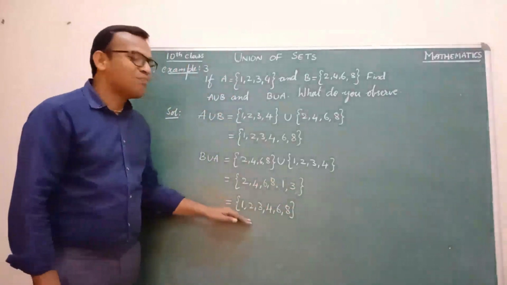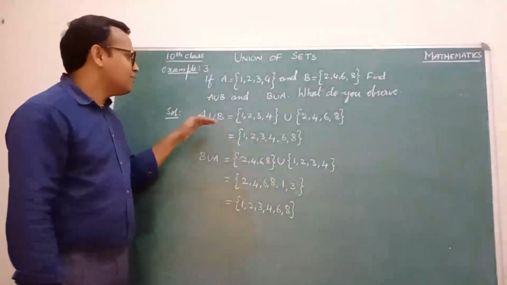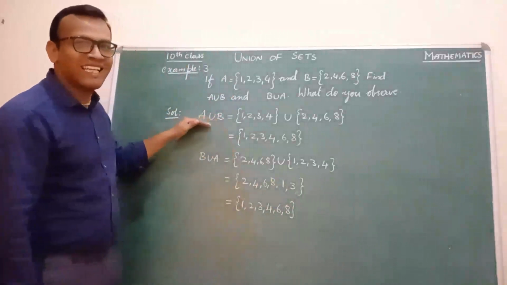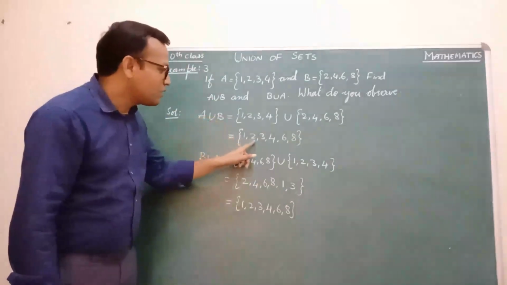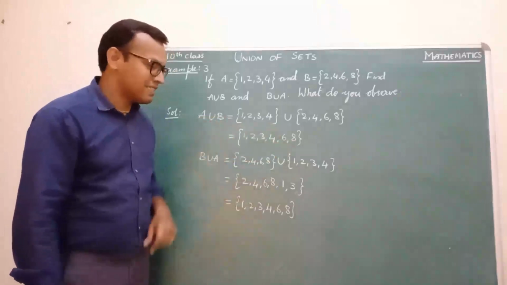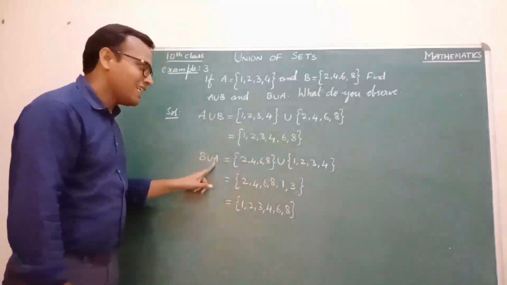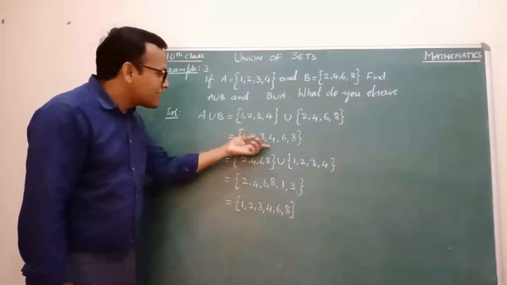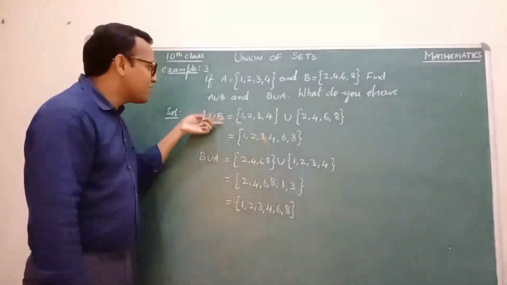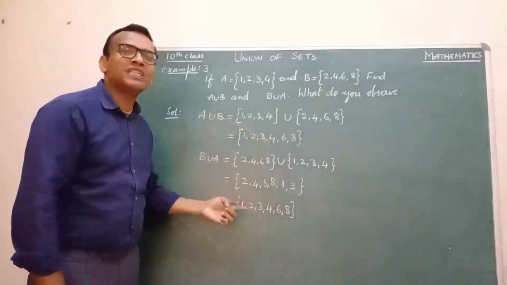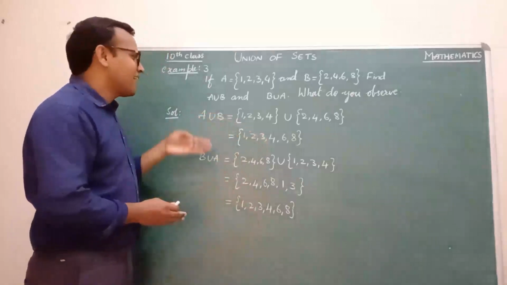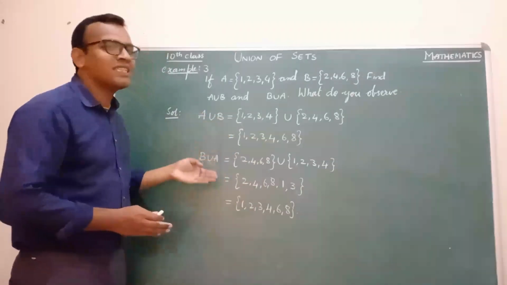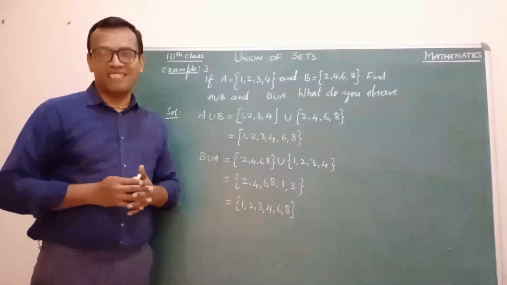Now we got B union A. Let me check what elements are present in A union B: 1, 2, 3, 4, 6, 8. And in B union A: 1, 2, 3, 4, 6, 8. Here, the same elements which are there in A union B are there in B union A. That means A union B and B union A are the same sets.